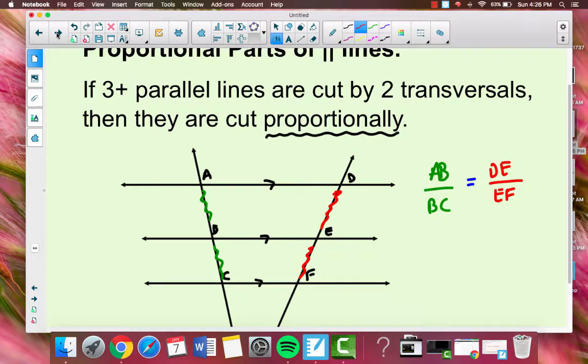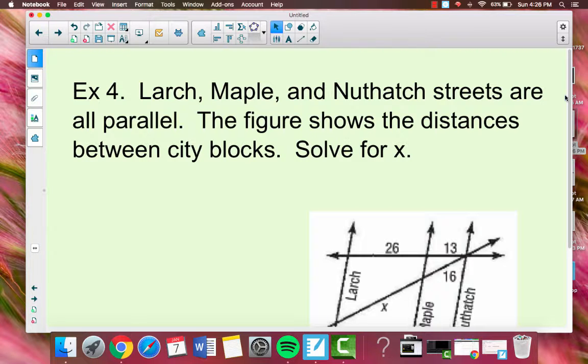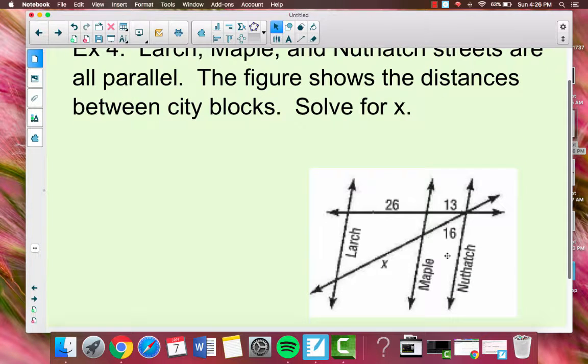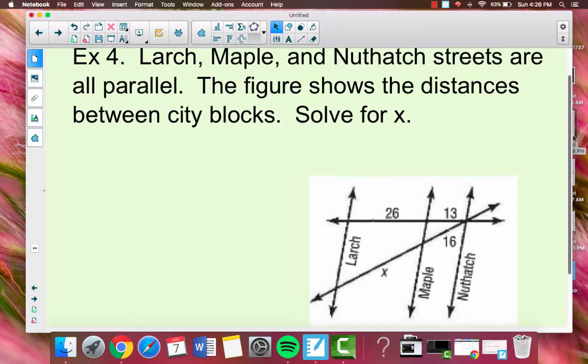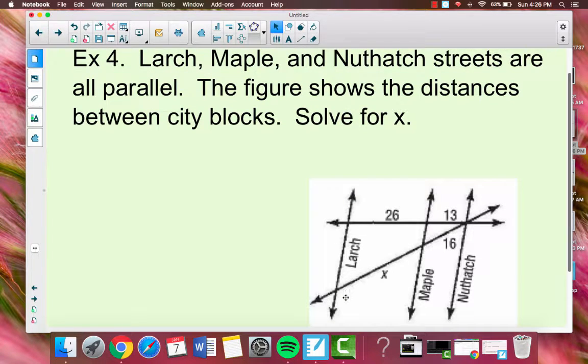So let's use this to try out some realistic problem. So here, this says you've got a map, and these are particularly representing roads. So it says you've got Lark Street, Maple Street, and Nuthatch Street, and then you've got 2 cross streets that are just your transversals here. And on this map, they tell you the distances between the streets depending on which cross street you're on.